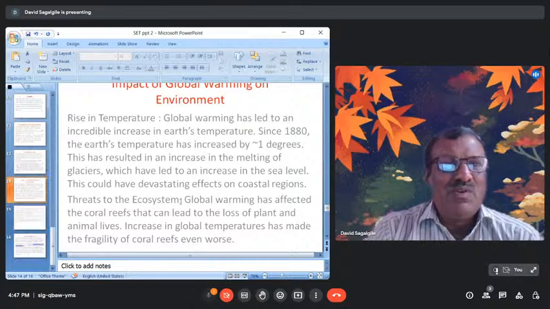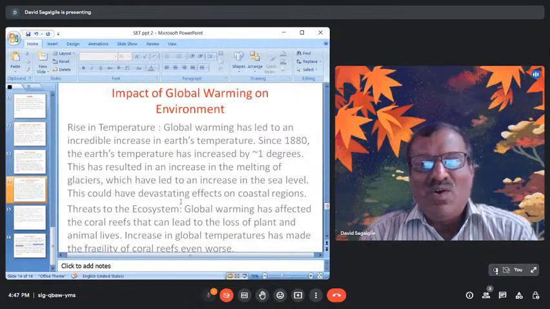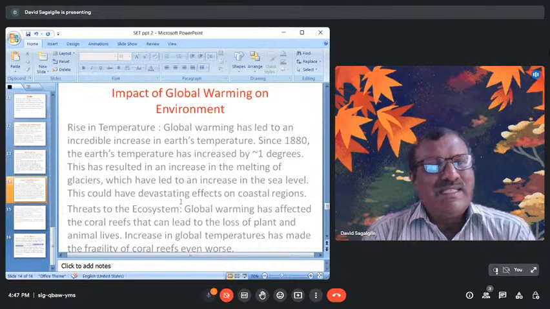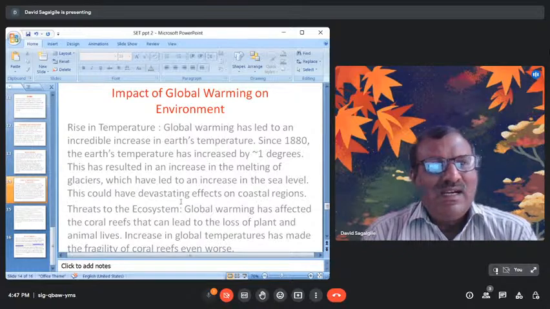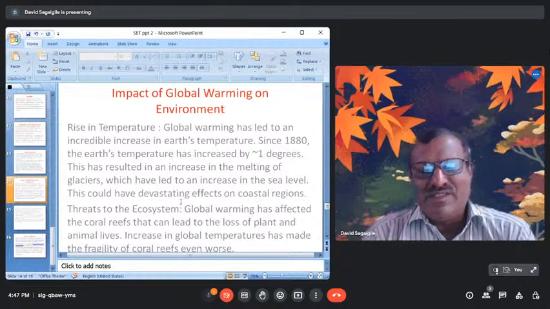Then, the impact of global warming on the environment. What is the impact of this global warming on the environment or on day-to-day life? Rise in temperature. Global warming has led to an incredible increase in Earth's temperature. Since the 1880s, the Earth's temperature has increased by more than 1 degree. This has resulted in the increased melting of glaciers, which has led to an increase in the sea level. This could have devastating effects on coastal regions.